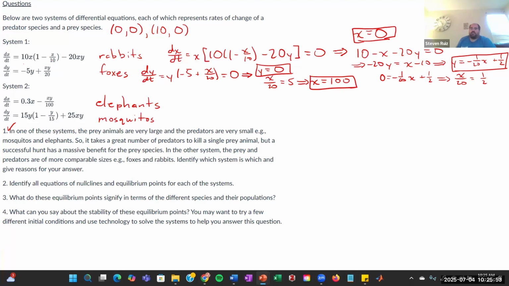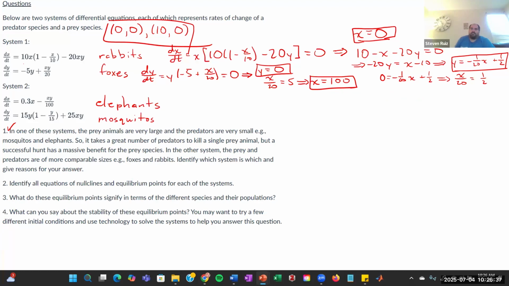Last thing to check out. Can this null cline intersect with x equals 100? I think it can. So let's take a look at that. So y equals negative 1 over 20 times 100 plus a half. I actually don't think that it crosses in any meaningful way. It has to be negative 5 plus a half. So that's a negative amount of foxes, so I don't think that makes sense. So these are my equilibria. The only equilibria I have for this system are both cases where the foxes are gone.